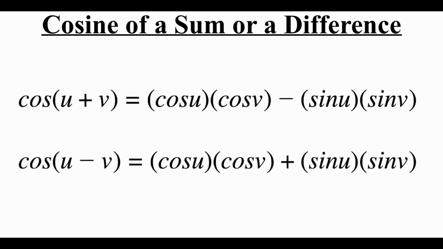So if we wanted to evaluate the cosine of an angle that didn't show up on our unit circle, but say there was a way for us to rewrite that angle as either a sum or a difference of two angles that do show up on our unit circle, then we're going to be able to apply one of these formulas. So in the first one, we've got the cosine of u plus v, so we can split that up into the cosine of u times the cosine of v minus the sine of u times the sine of v. Or if we had the cosine of u minus v, then we'd split that up into the cosine of u times the cosine of v plus the sine of u times the sine of v.